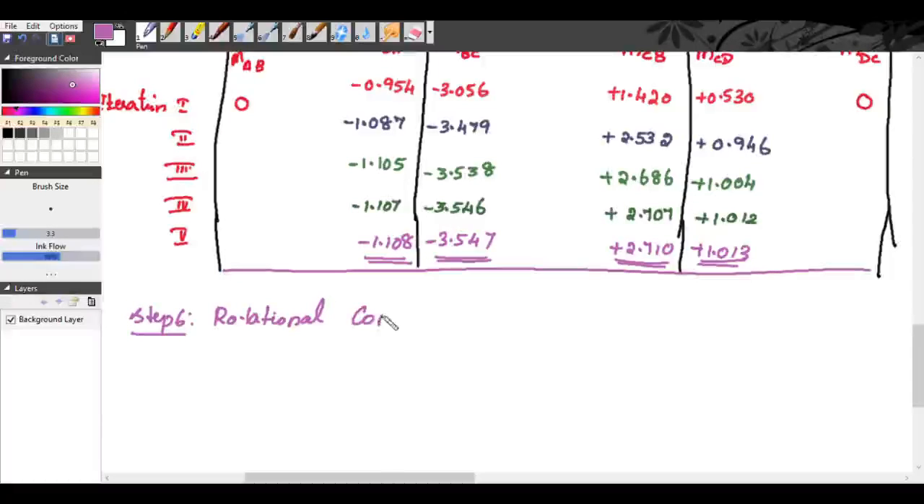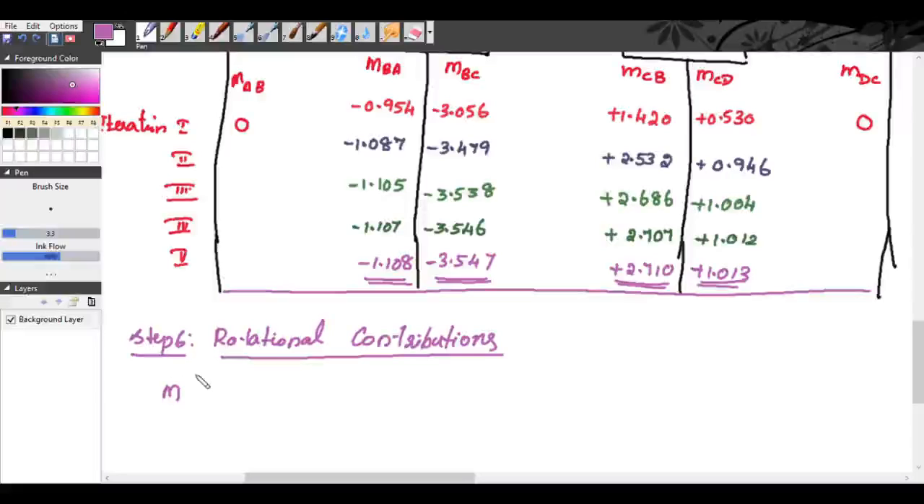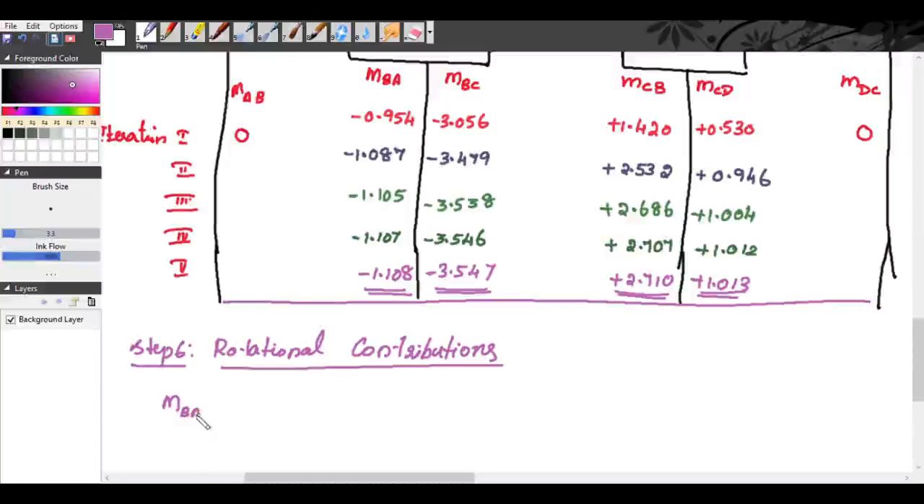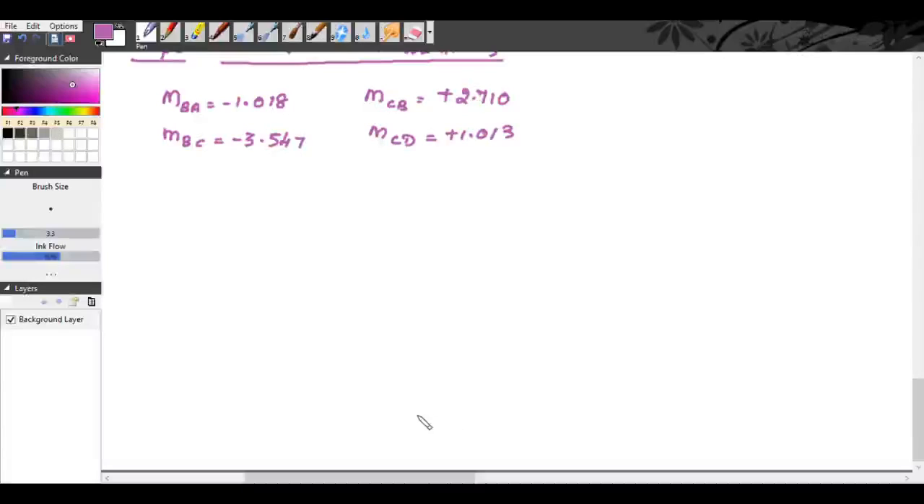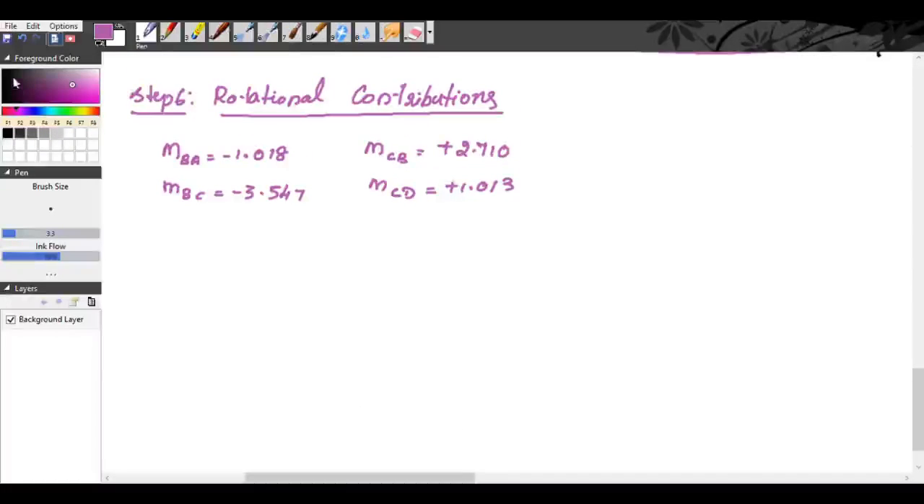The rotational contributions. We will write it as a step. So the rotational contributions are MBA is equal to minus 1.018, MBC is minus 3.547, MCB is plus 2.710 and MCD is equal to plus 1.013. Now we will calculate our final end moments, step 7. MBA is minus 1.018, MBC is minus 3.547, MCB is plus 2.710 and MCD is equal to plus 1.013.